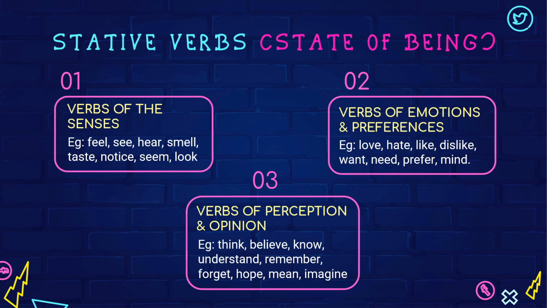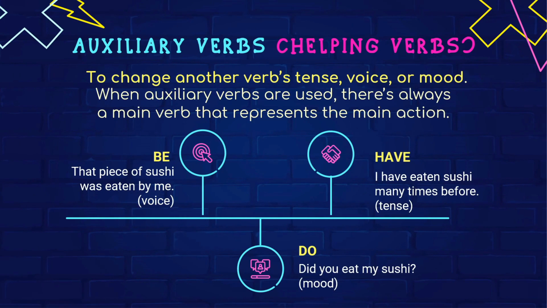So when you say stative verbs, state of being, there are 3: verbs of the senses, verbs of emotions and preferences, and verbs of perception and opinion. Okay, moving on to the auxiliary verbs, also known as helping verbs. They change another verb's tense, voice or mood. When auxiliary verbs are used, there's always a main verb that represents the main action.